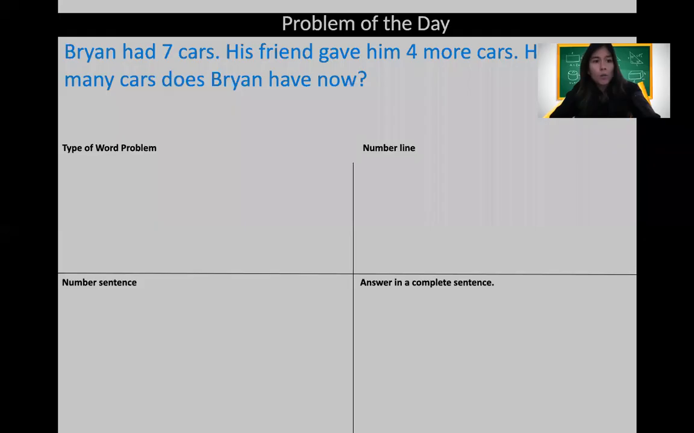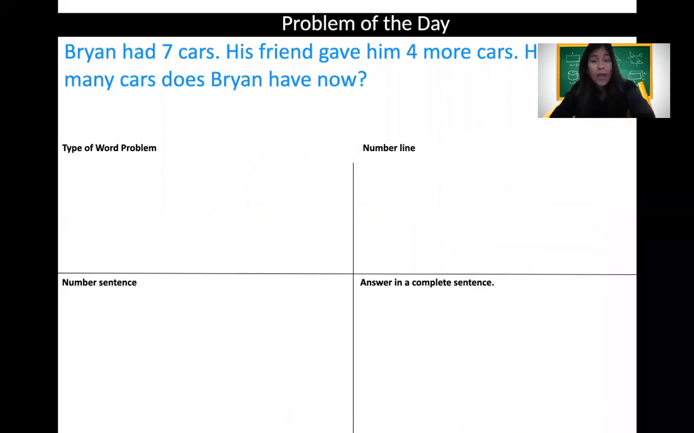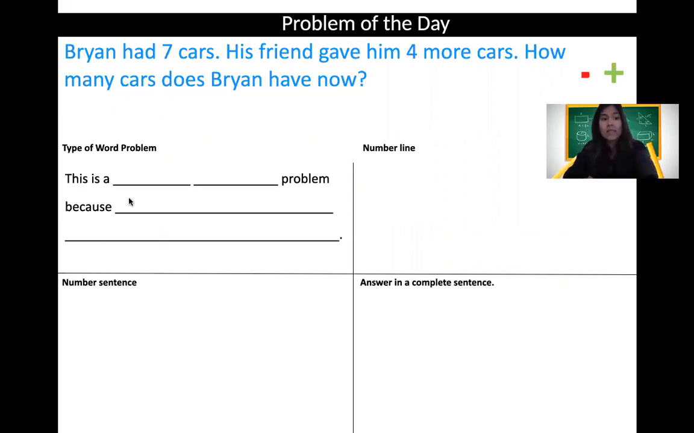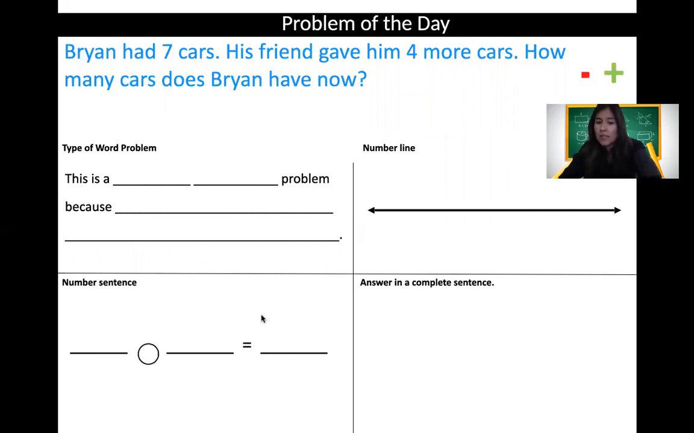The new word problem is: Brian had 7 cars. Oh, hi Brian. His friend gave him 4 more cars. How many cars does Brian have now? Boys and girls, this is where you determine what type of word problem it is. This is a blank problem because we don't know what. Then you move on to representing it exactly how it is with the number line and the number sentence.